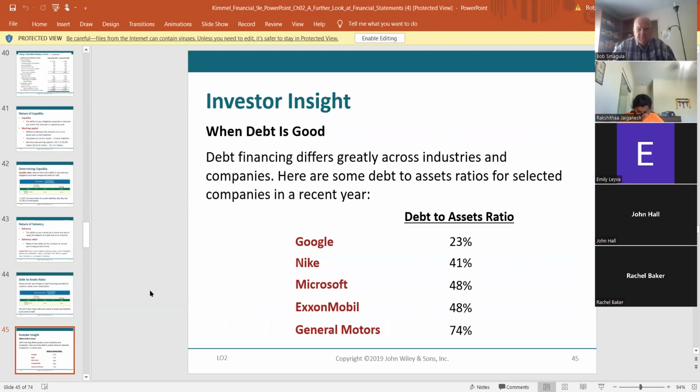Look at this. Debt financing differs greatly across industries and companies. Here are some debt to asset ratios for some big companies. Google has very little debt to assets. And then Nike is higher, 41. Microsoft. Look at General Motors, though. They, the car manufacturer, 74% debt to assets. For every asset they have, they incurred 74 cents of debt. But in the auto industry, that might be the norm.